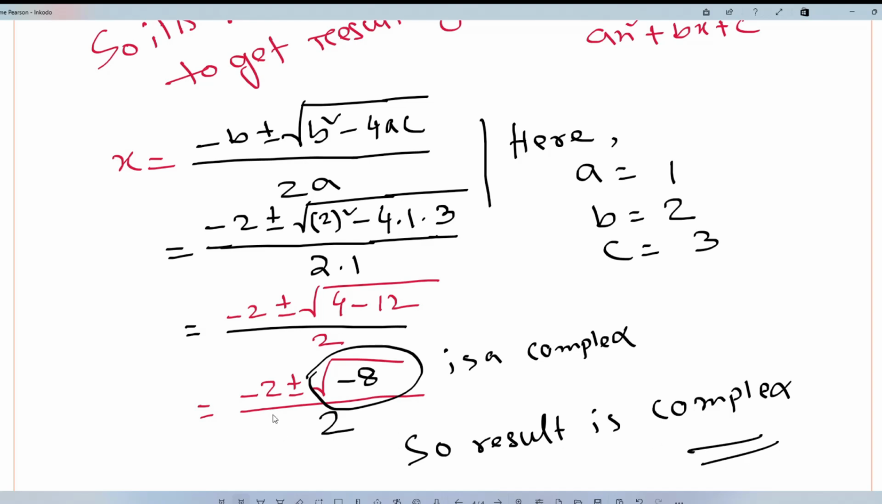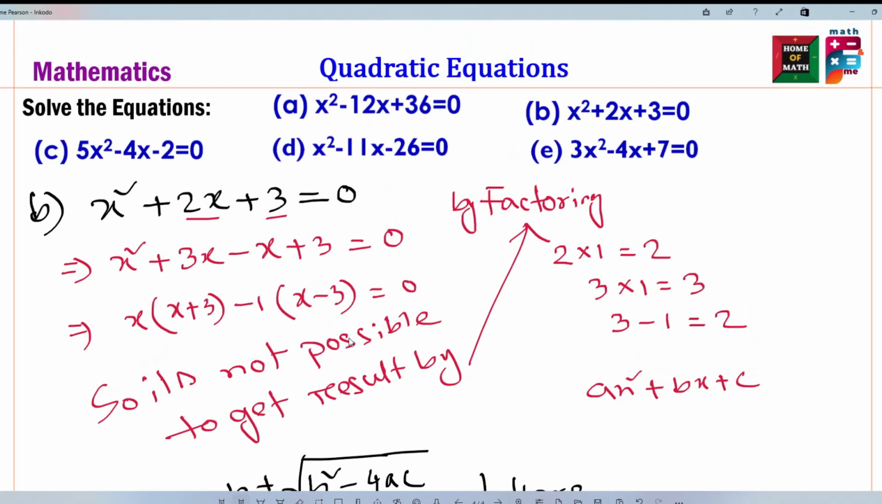So we cannot get here any decimal number or any real number. Here is a complex number. So here is one thing, this number is complex. Okay, hope you understand this one. So if the number becomes complex, that's why by the factoring method we cannot get anything. Hope you understand. Now let's start part C.